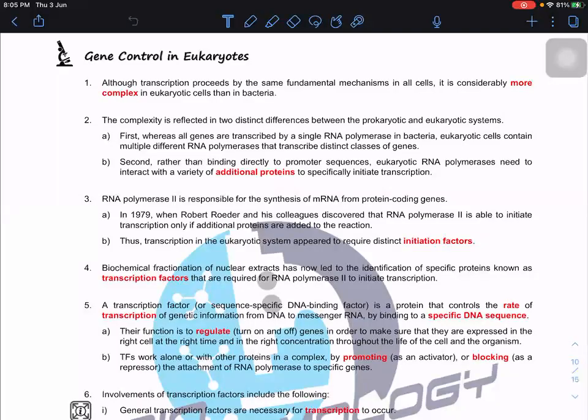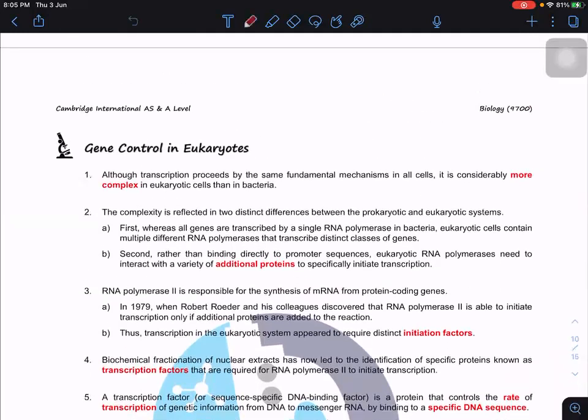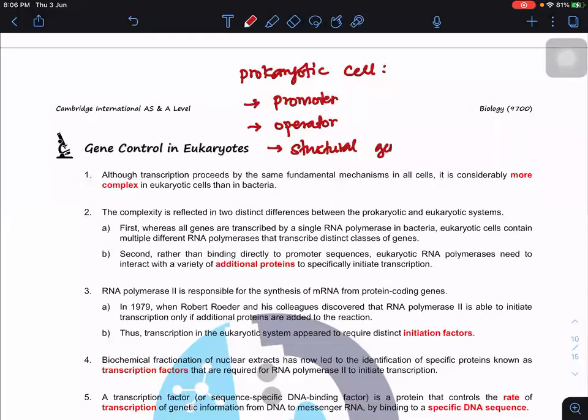Okay, so in prokaryotic cells, the gene control is relatively simple. As we know, in prokaryotic cells, they involve the promoter, operator, and then the structural gene. So as long as the operator has nothing, no repressor protein, then transcription can take place because RNA polymerase can bind.